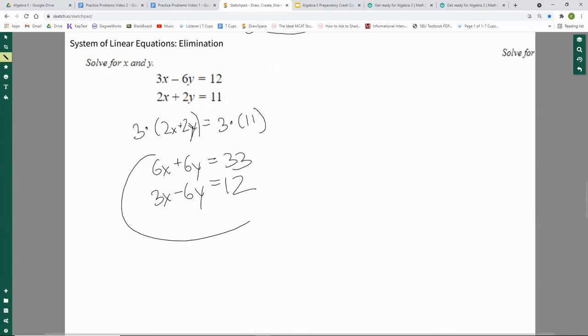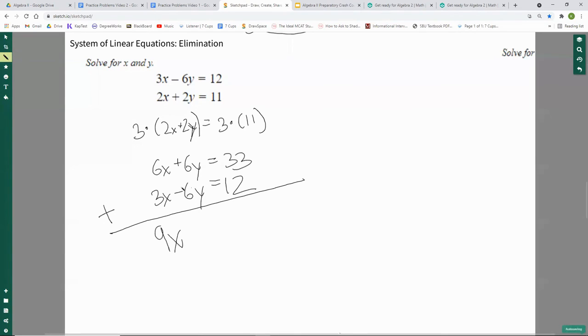All right, so now the x's aren't necessarily the same, but the y's look somewhat the same, and here's a way we can combine them. We're going to draw this big line here, because this is a positive 6y and this is a negative 6y, we can add these two together to cancel each other out. So I'm going to do a big plus sign here. So this 6x plus this 3x, we're going to get a 9x here.